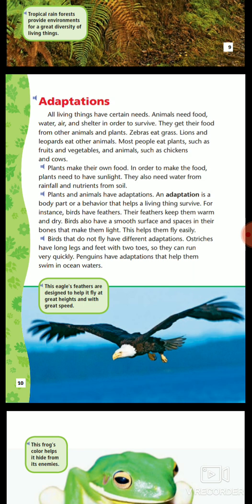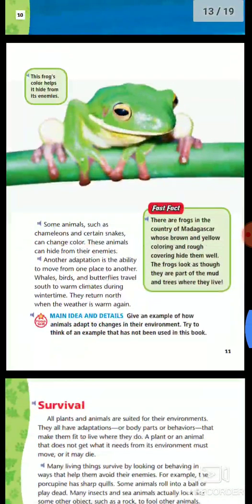Birds that do not fly have different adaptations. Ostriches have long legs and feet with two toes, so they can run very quickly. Penguins have adaptations that help them swim in ocean waters. Some animals, such as chameleons and certain snakes, can change color. These animals can hide from their enemies.